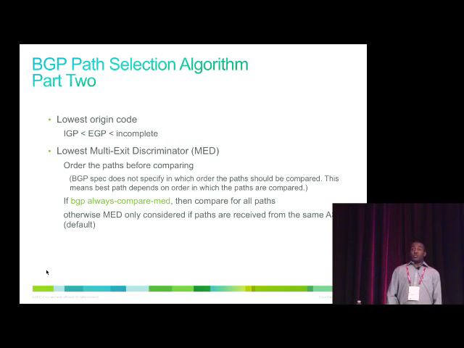The next one is origin code. IGP is preferred over incomplete, and it's preferred over EGP. EGP is not common, so you can ignore that. So if you ignore that, then a route that is injected using a network statement is preferred over a route that is redistributed. That's what the origin means.